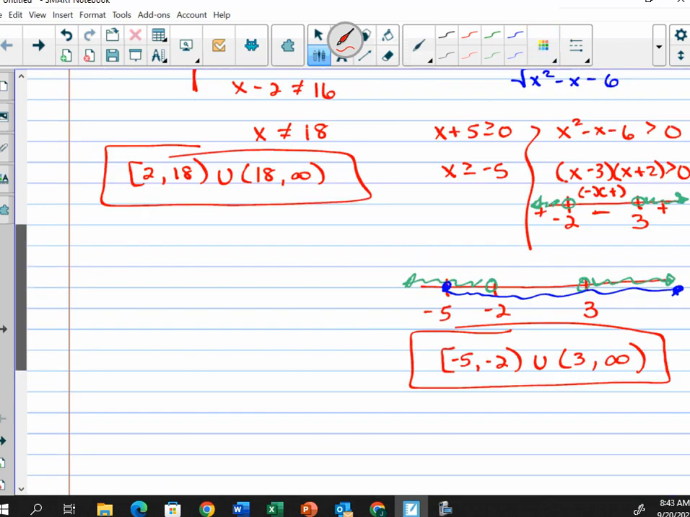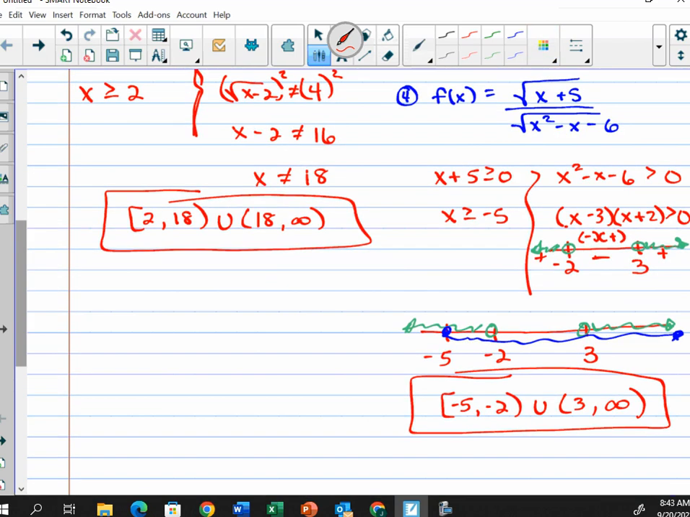So if x actually equals -2 or 3, that would make your denominator 0. I don't want those. So that's why we did greater than instead of greater than or equal to. Okay.